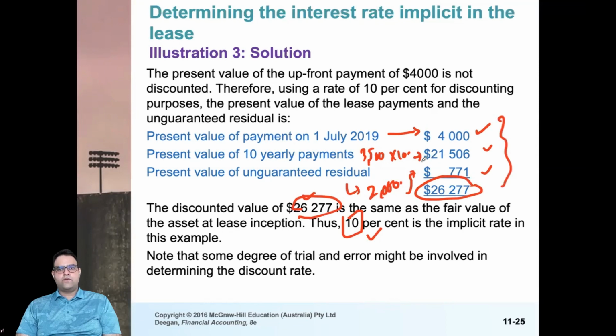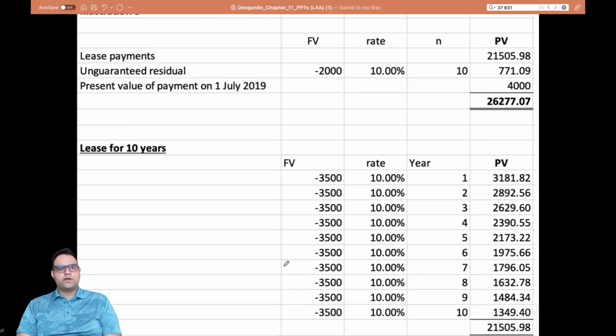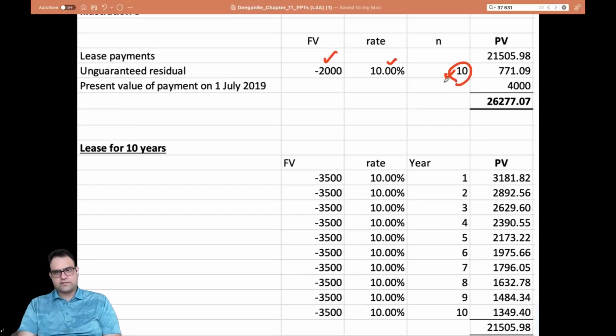So how do I take the present value of this and this? I tried to understand this question, but I could not find any slide, so I prepared my own working. In my working, I take the 2,000, which is the unguaranteed residual payment. I take the 10% rate for the time being, and we already know it is for 10 years. So this is the number of years.